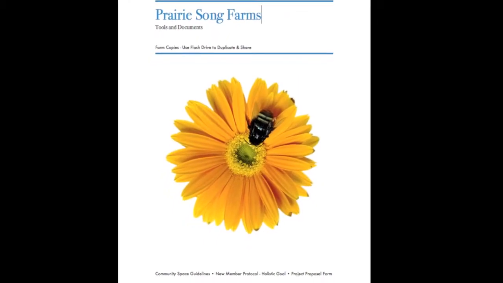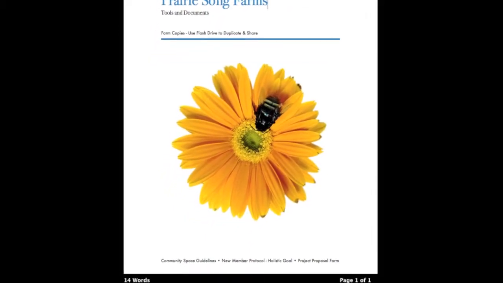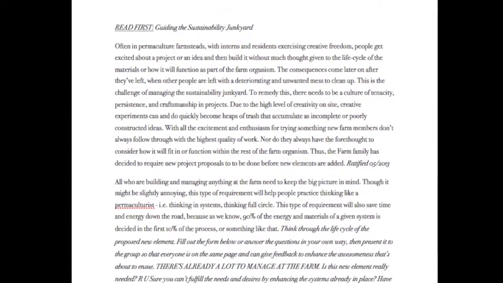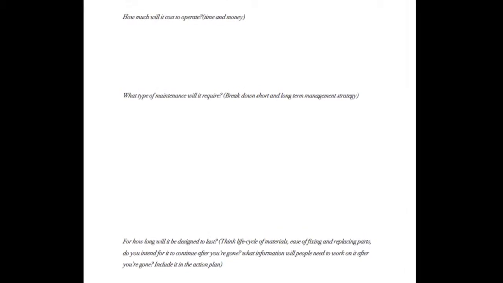So the project proposal form is actually for them, that I'm leaving for them. It requires them to do a basic functional analysis. What are the products and what are the needs, what they're going to create, and then how does it fit into the farm organism? What are the materials, what's the budget, so that things are done intentionally and with a sense of the whole in mind.